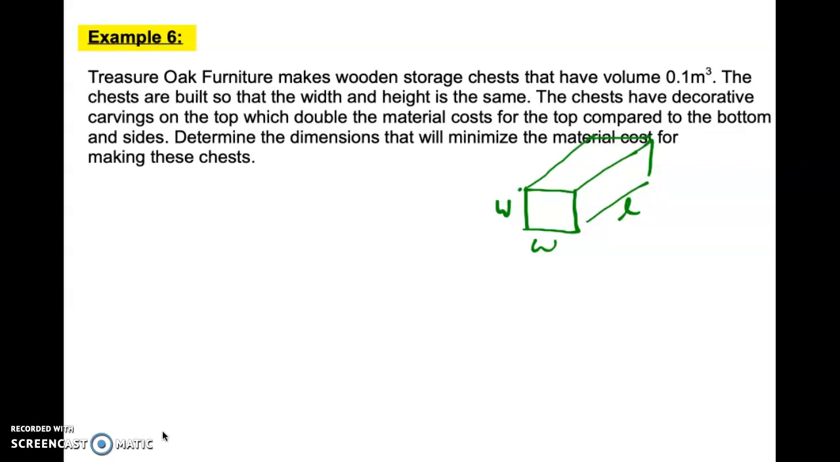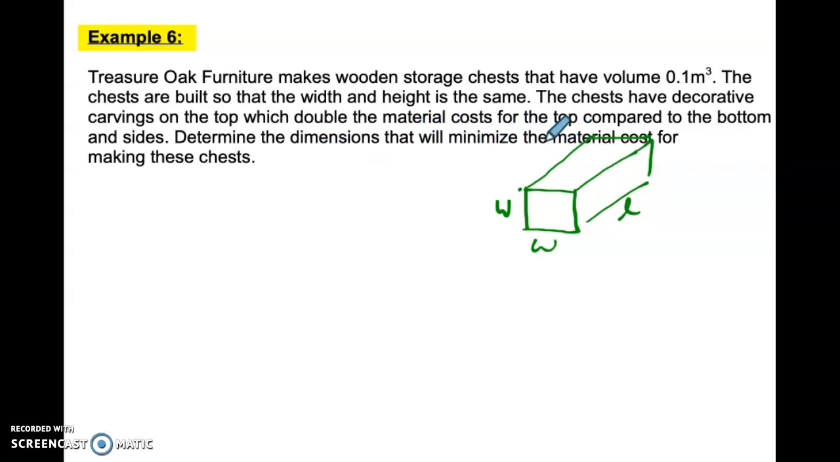So I've already started with a diagram here. It's a rectangular prism because it's a storage chest. And we know that the width and the height are the same. So I've represented the width and the height both with W, because since they are the exact same, they should have the same variable. And then I've labeled the length of the chest as L.